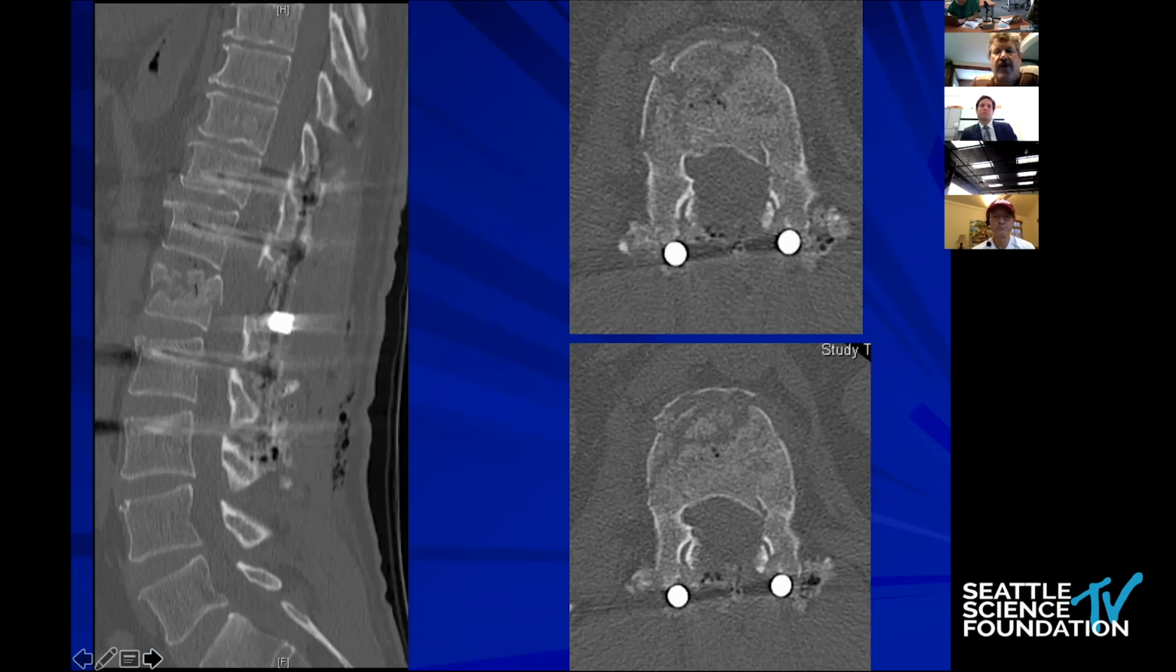So we followed those concepts, followed the classification, achieved reduction and stability, all posteriorly, with no need for an anterior procedure.